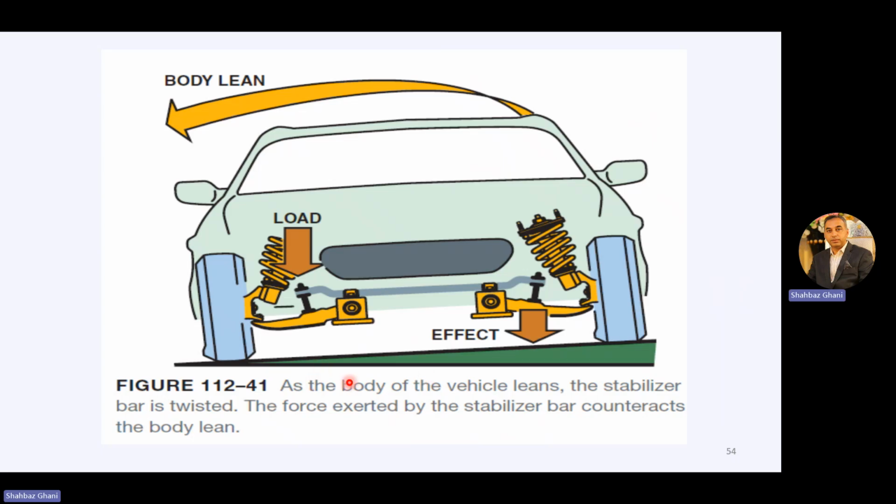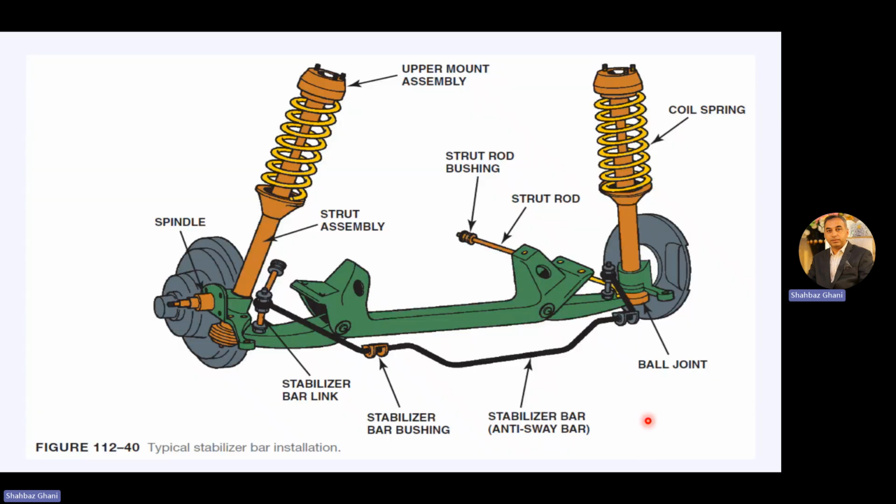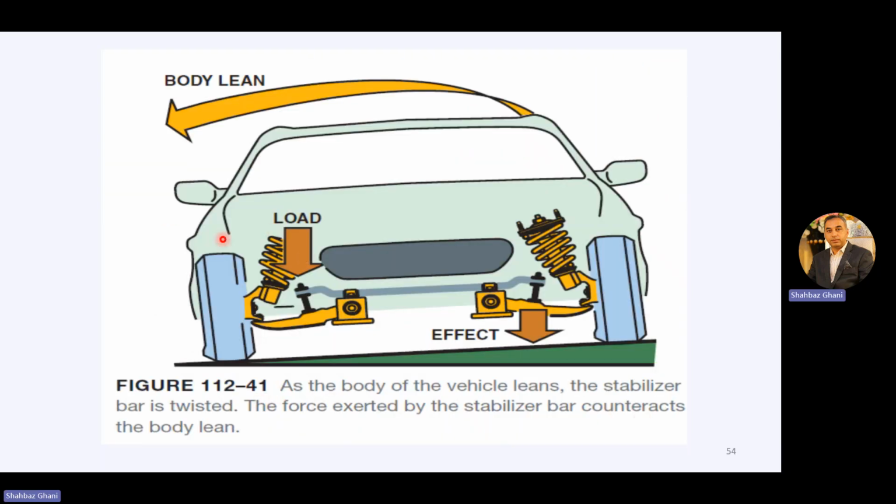So as we have studied here, the stabilization bar operates by twisting the bar if one side of the vehicle moves up or down in relation to the other side, such as during cornering, hitting bumps, or driving over uneven road surfaces. And in this figure, as the body of the vehicle leans, the stabilizer bar is twisted. The force exerted by the stabilizer bar counteracts the body lean. So it will help the vehicle not to topple and to get back to the original position.